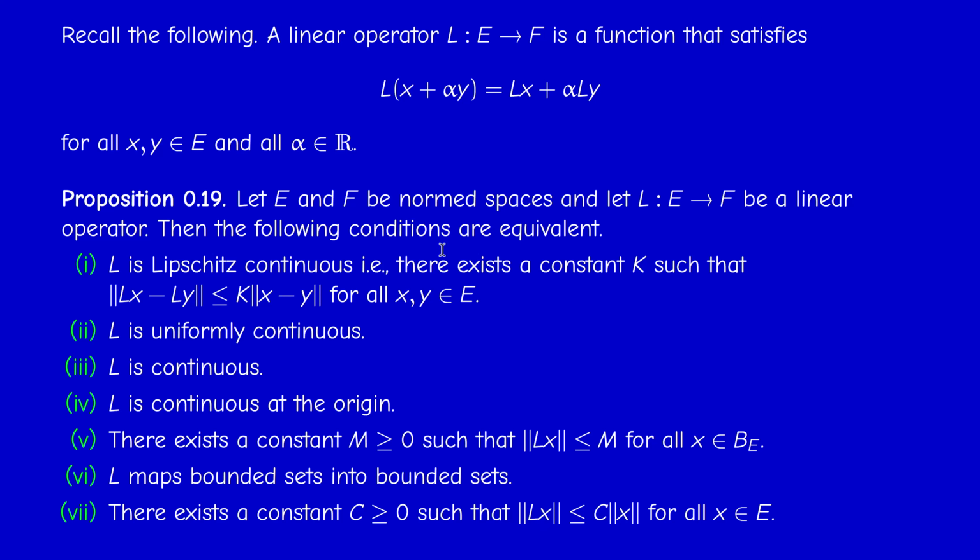So a linear map satisfying one of these equivalent conditions is called continuous, of course, or bounded. It's called bounded because of property 6. It's bounded in the sense that it maps bounded sets into bounded sets. And bounded in a metric space means that it's contained in a ball. And I can choose the ball to have any center.